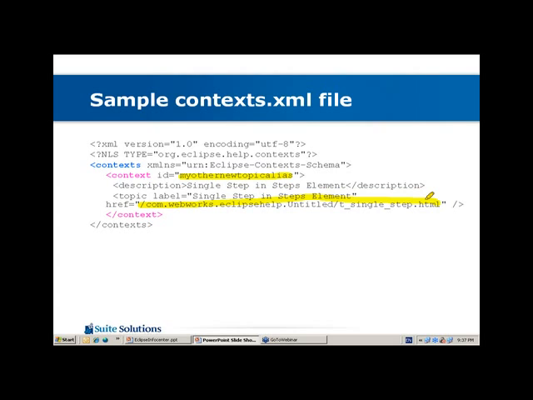So we'll see what the plugin.xml looks like in just a minute. But this file, you would call it by saying my plugin ID dot and then the context ID, and that would pull up this piece of information.